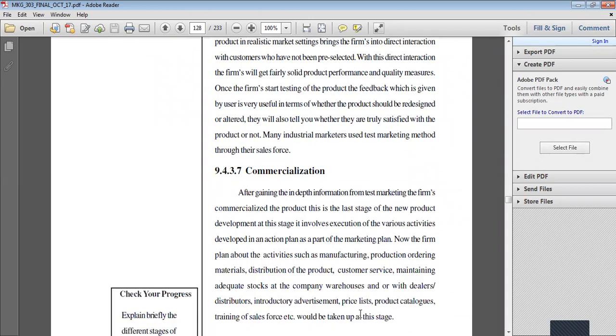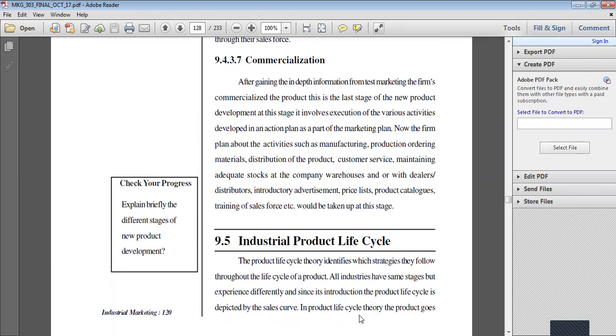Commercialization. What is meant by commercialization? Commercialization means that after going through the operations of market testing, the firm commercializes the product. Now this is the last stage of new product development. At this stage, various activities are executed according to an action plan as part of the marketing plan.